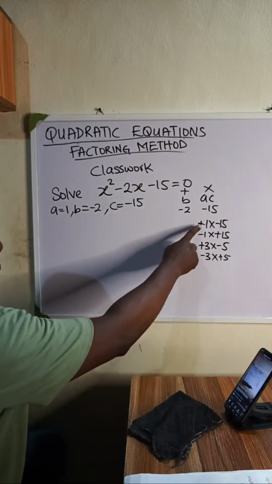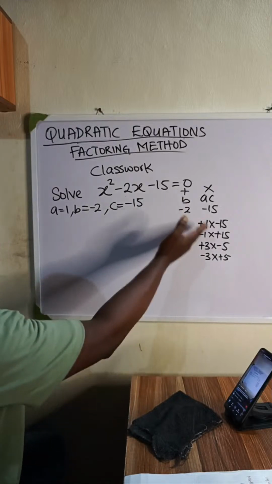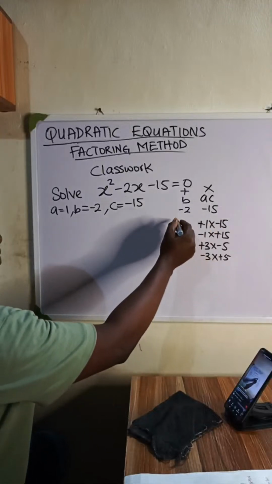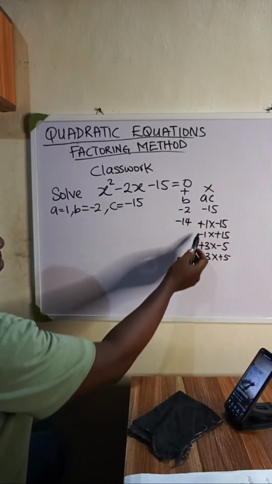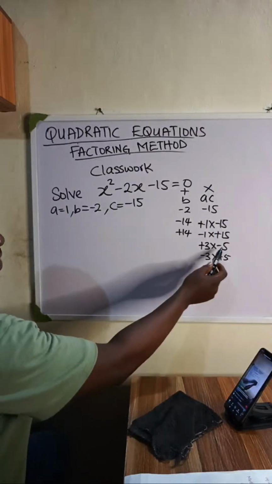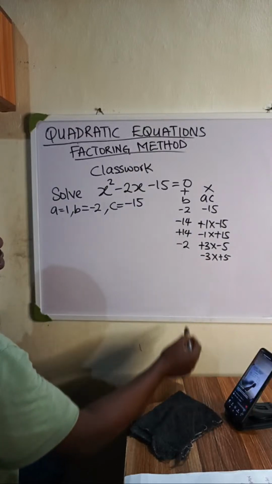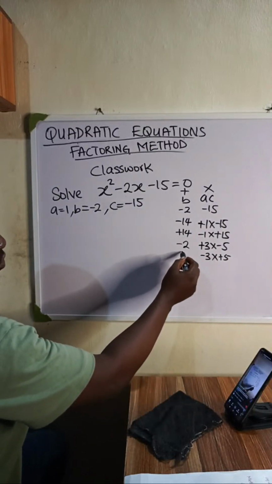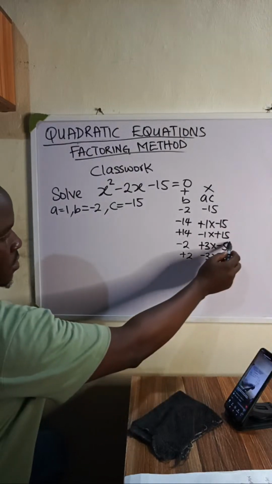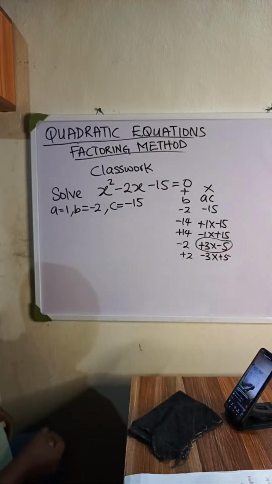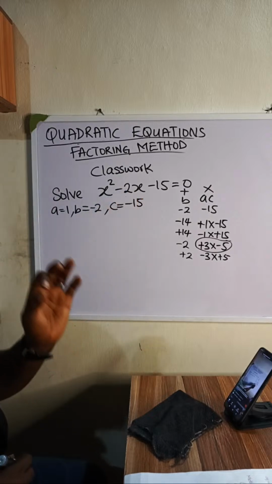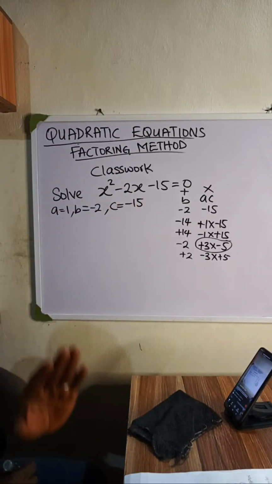So let's look at addition. Which of these groups will add to give us minus 2? So plus 1 minus 15 is going to give us minus 14. Minus 1 plus 15 is going to give us plus 14. Plus 3 minus 5 is going to give us minus 2. And minus 3 plus 5 is going to give us plus 2. That means the group we are going to work with is plus 3 minus 5. So that means we're going to replace minus 2x with plus 3x minus 5x.